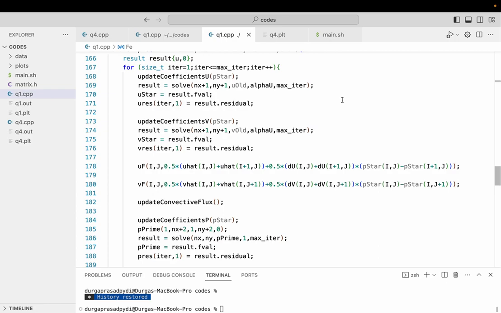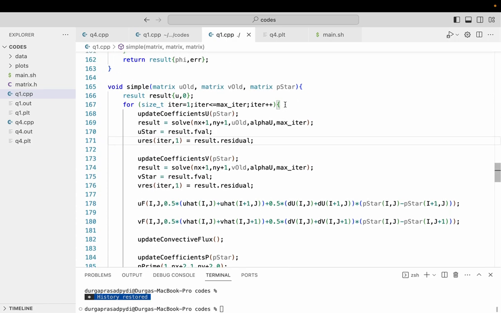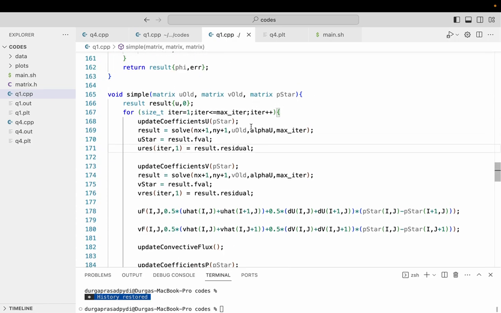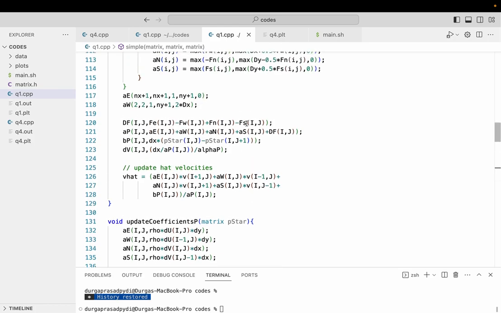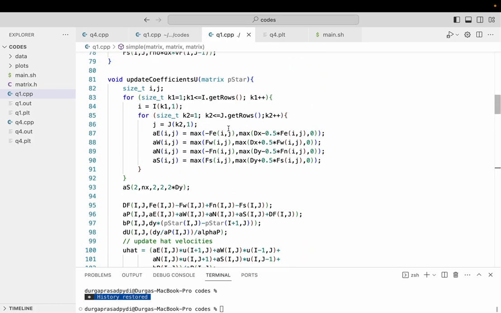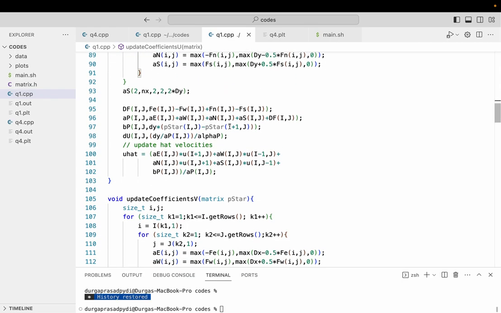So we'll directly come to SIMPLE. Updating the coefficients of u is straightforward. It's very similar to whatever we have done previously. So if you see the u coefficient, everything else remains the same. You just use a hybrid scheme, or if you're more comfortable using just the upwind scheme, you can just write the first one and leave the second part. So you can just write maximum of 0 comma minus Fe. That will do for the upwind scheme. So everything else remains the same as previous.